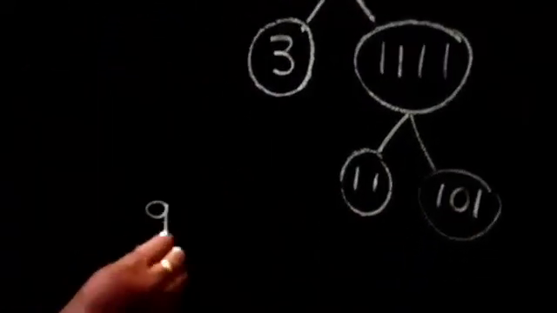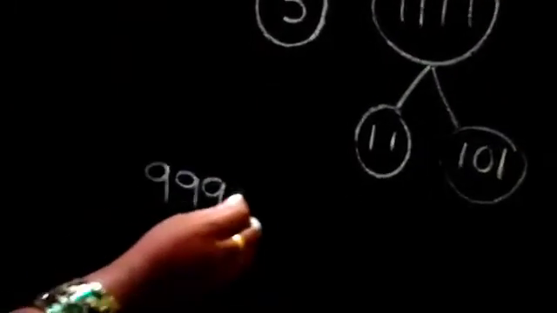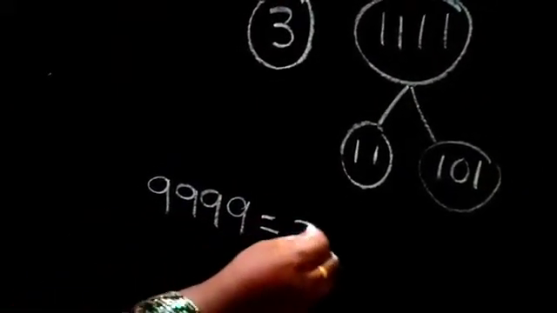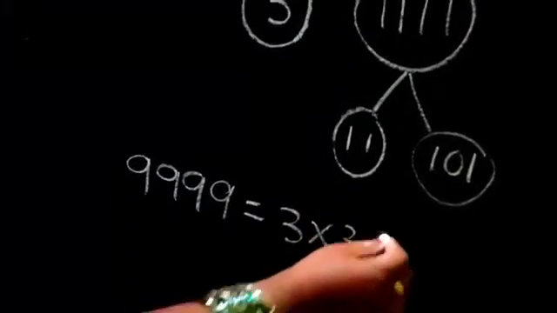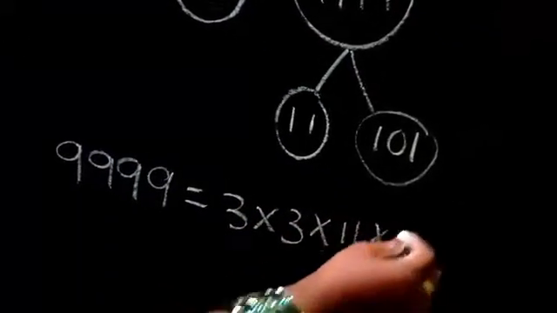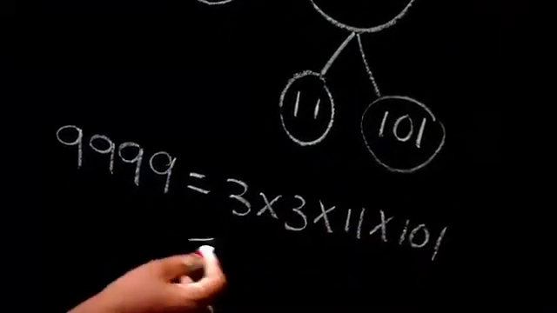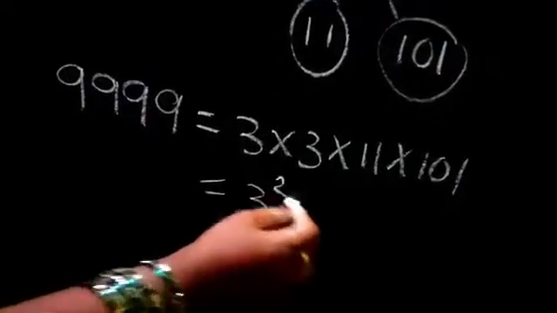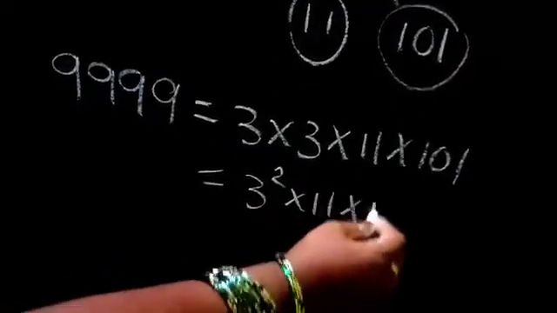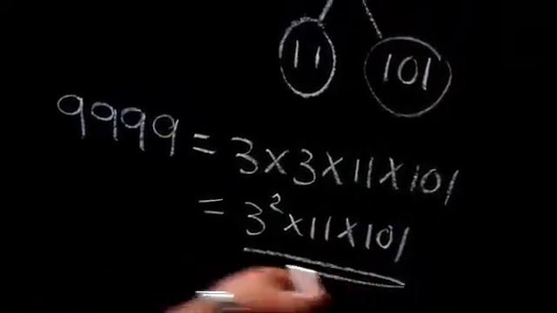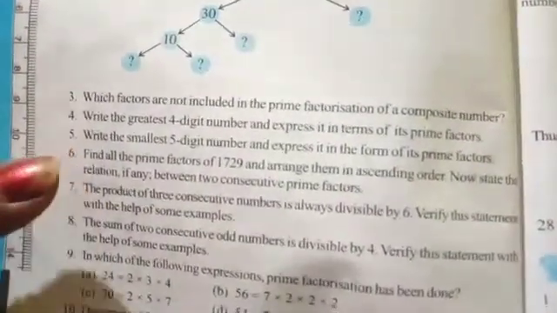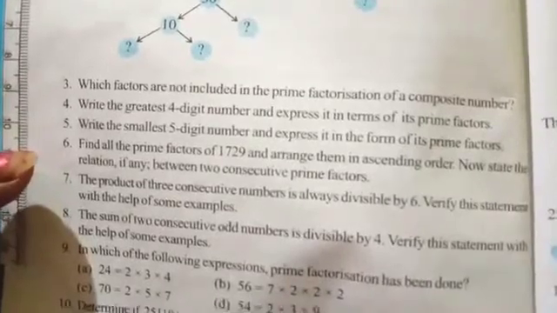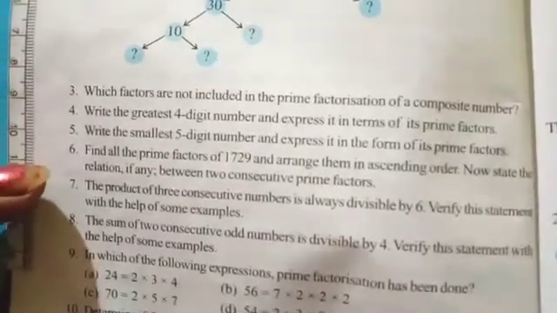So we can write 9999 equal to 3 into 3 into 11 into 101. But we can also write this as 3 square into 11 into 101. Fifth question is your homework, because the smallest 5-digit number you have to do is the same as the fourth question.